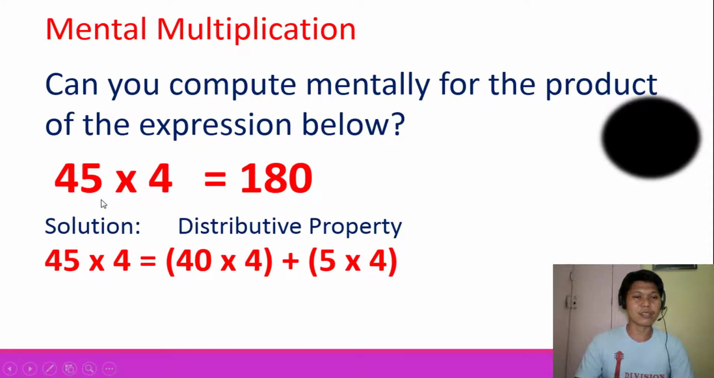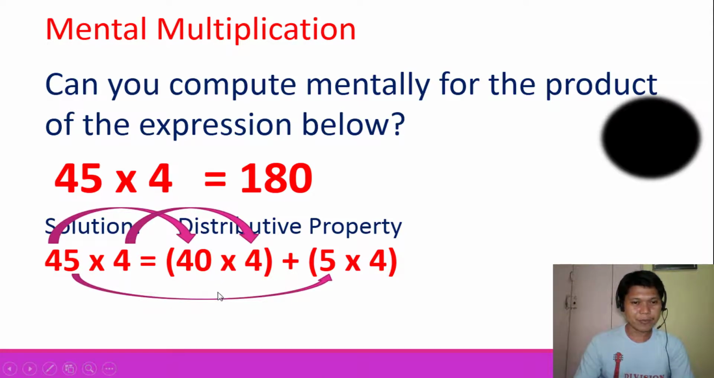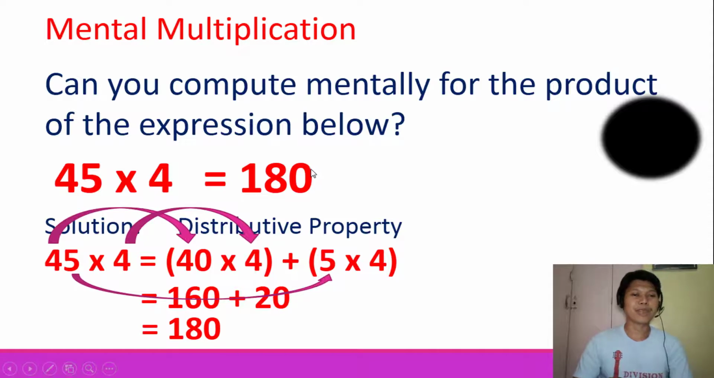They are both factors. So the values of each of the digits in the multiplicand will be distributed or multiplied to the multiplier. So for example, this 40 times 4 and then 5 times 4. By doing that, we can solve it without using paper and pen. So just mental multiplication. Since 40 times 4 is equal to 160, then 5 times 4 is equal to 20. So we add these two. 160 plus 20 is equal to 180. That is why you get 180 as the correct answer.